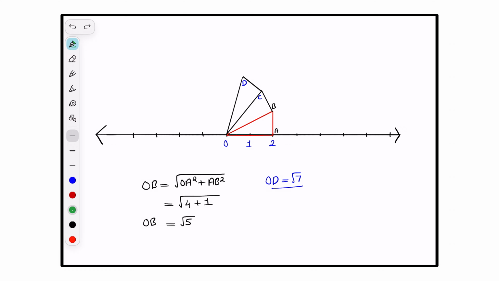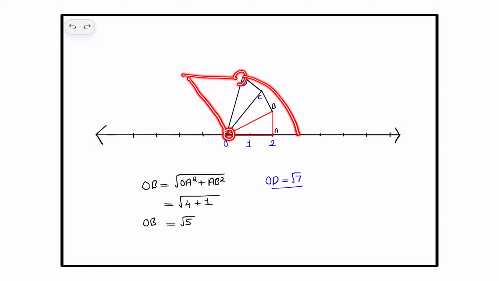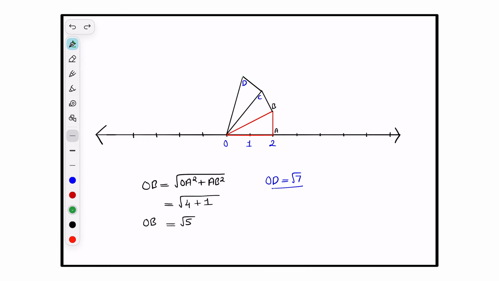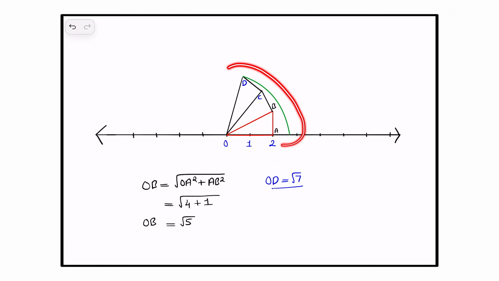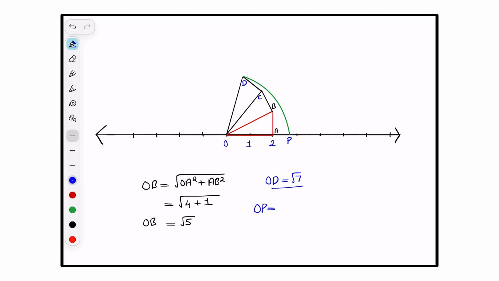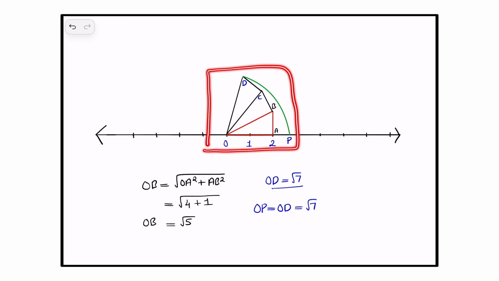Now all I have to do is take the compass, put the pointed head here, put my pencil end here, draw the curve, get the value on the number line. If I do that, I will get approximately like this. And let me note the new point as P. So the value of OP will be same as value of OD, as same as root 7. So now you see I constructed root 7 length much faster than the previous method.